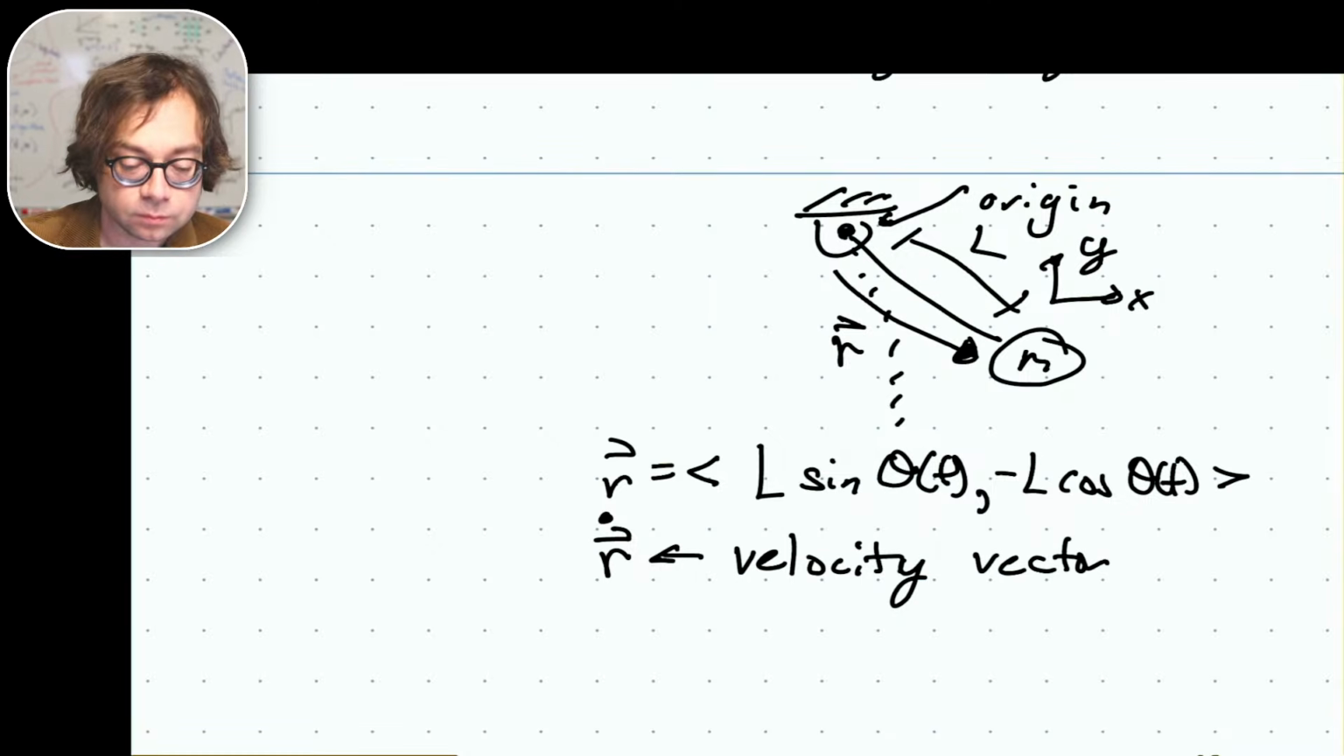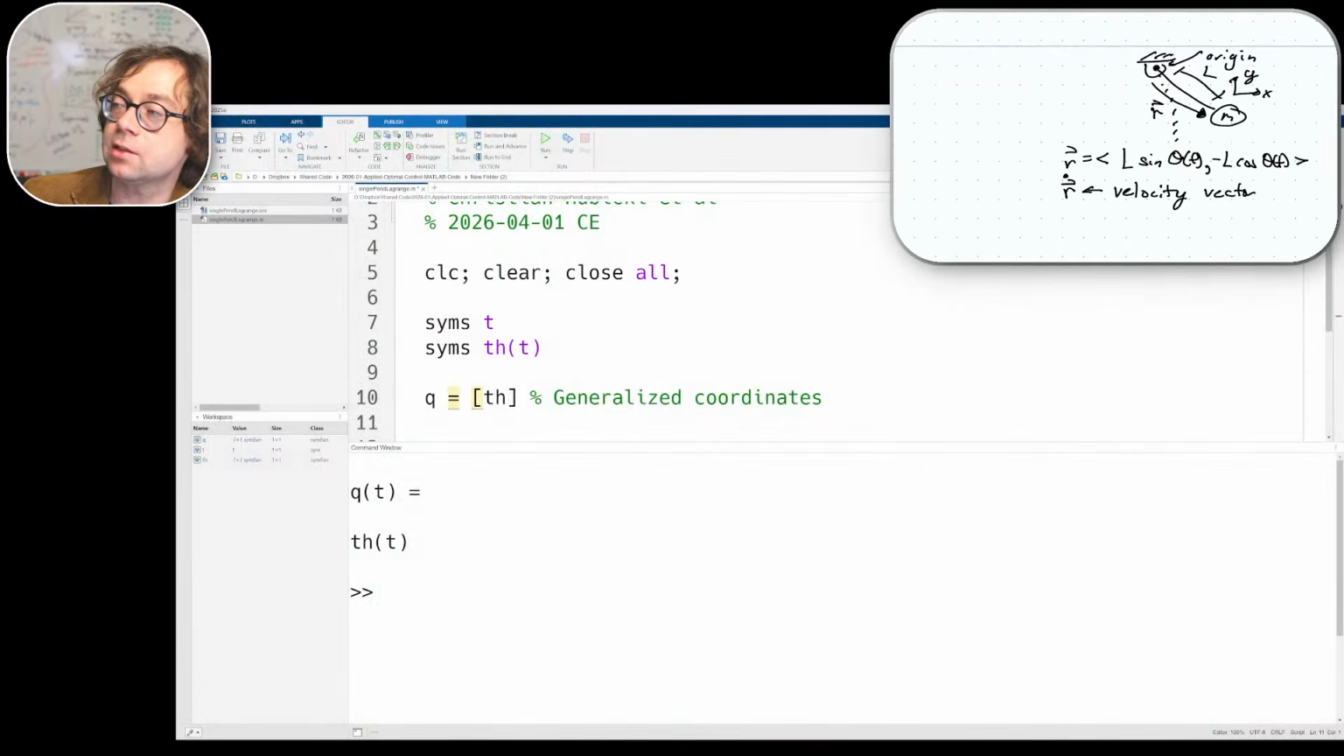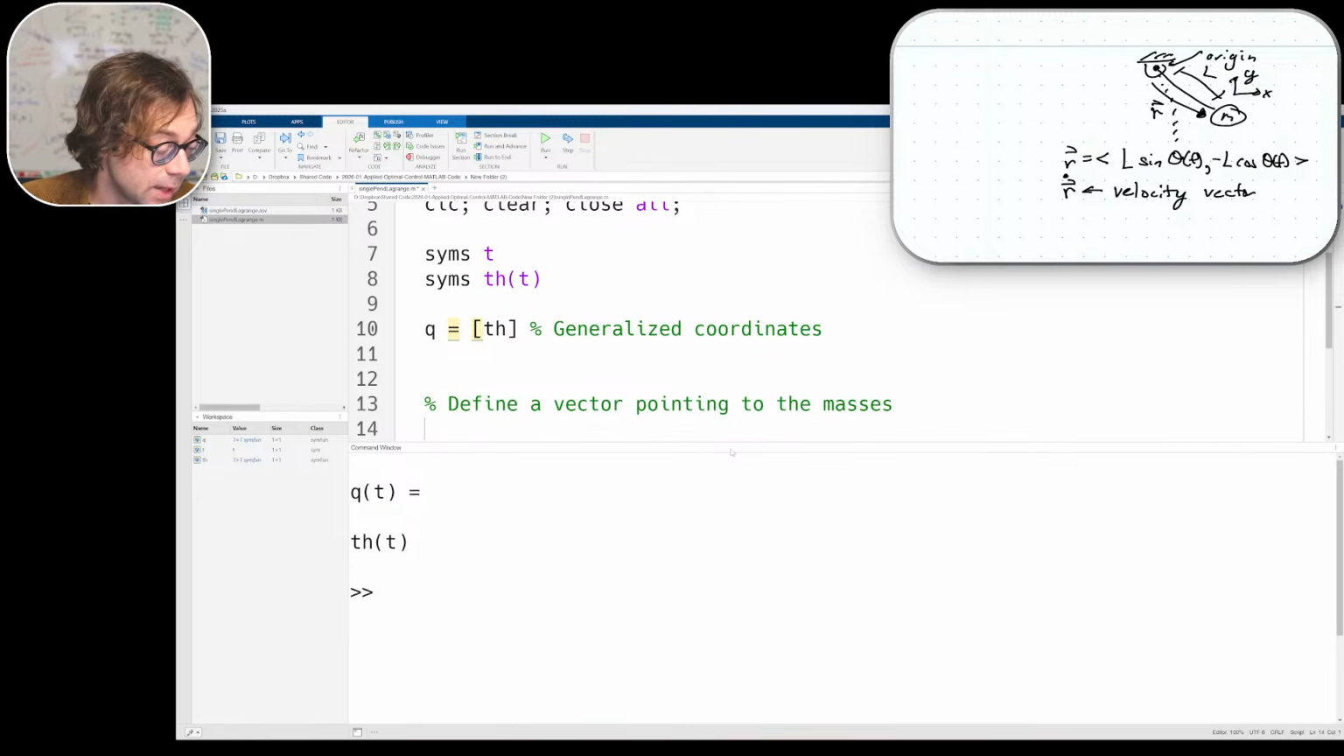So we're going to start getting into a little bit of trickiness for how we're going to formulate this in the symbolic toolbox. There are lots of ways to do it, but these are cool tricks that I found. So I'm going to define a vector pointing to the masses. We'll call it R, and it's a vector.